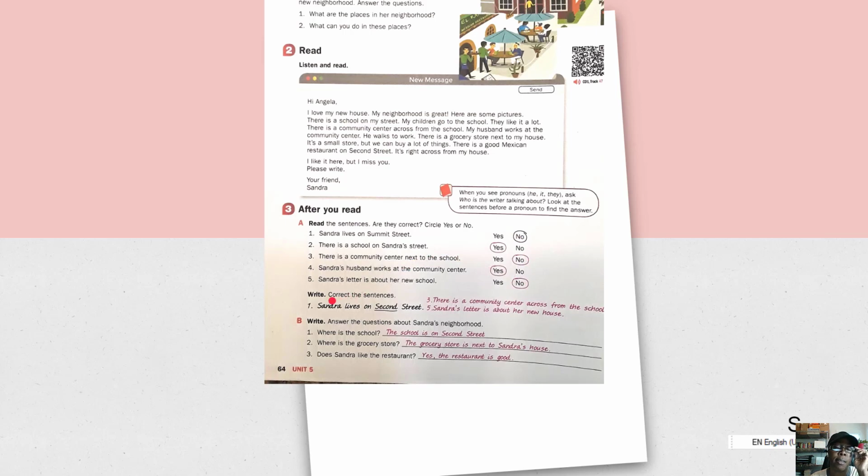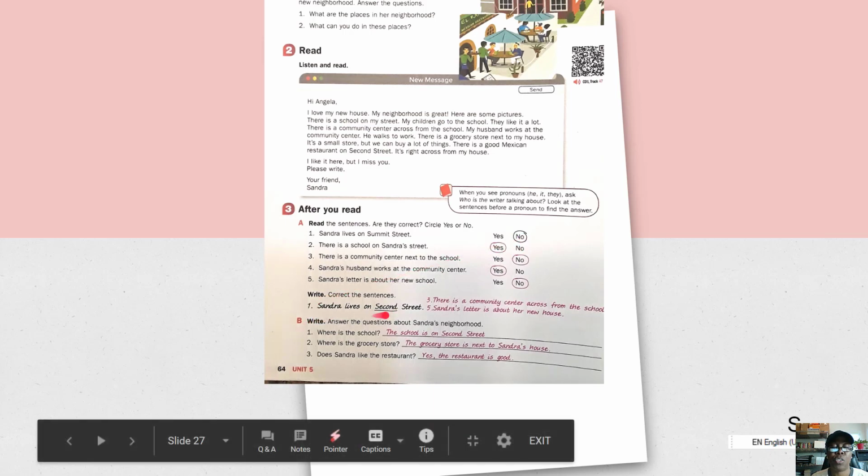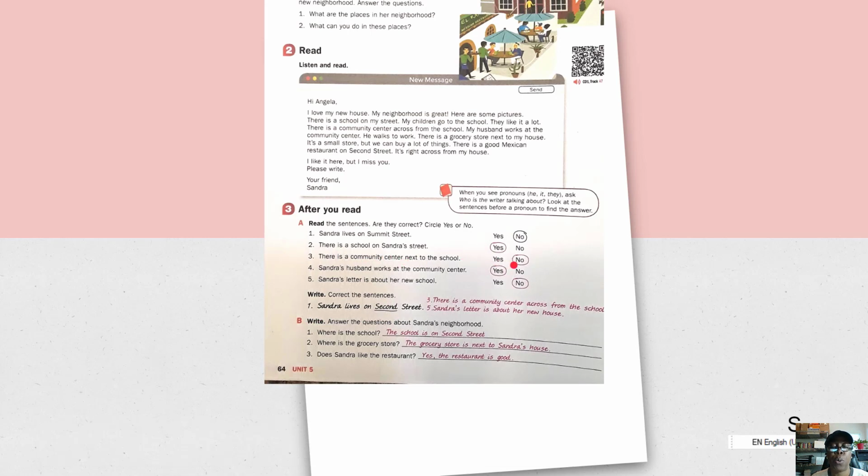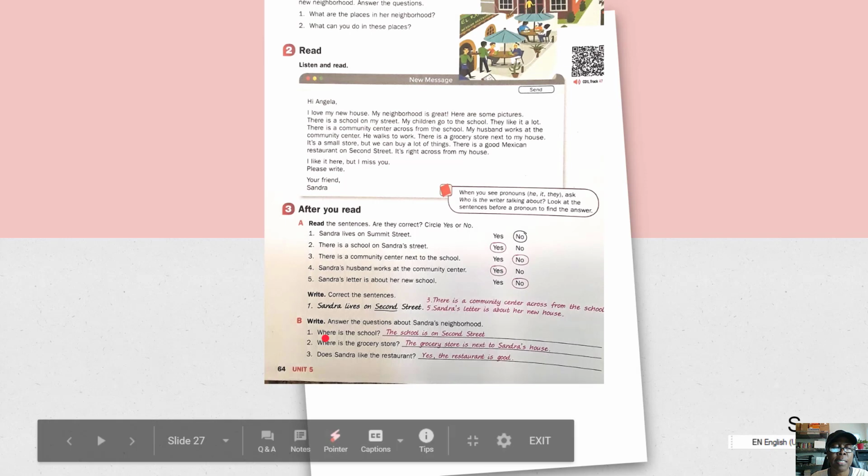And the next direction tells us to write and correct the sentences. So number 1, they already completed that. No, Sandra lives on 2nd Street. So we talked about that. Number 3, there's a community center next to the school. The answer is no. There's a community center across from the school. And then number 5, Sandra's letter is about her new school. And no, Sandra's letter is about her new house. She starts off with, I love my new house. Okay? All right.